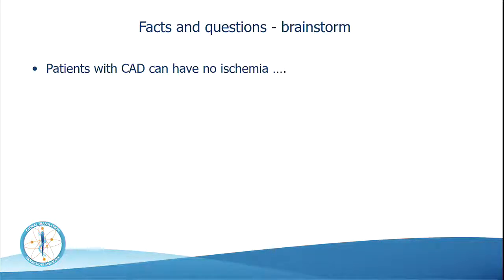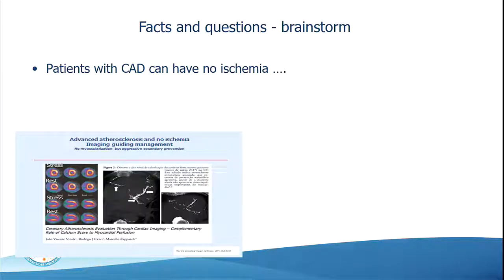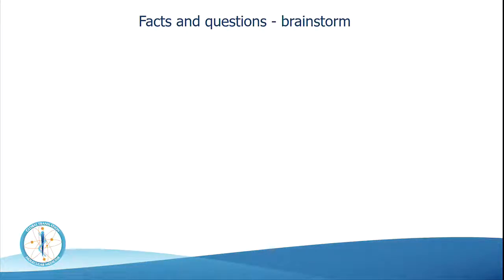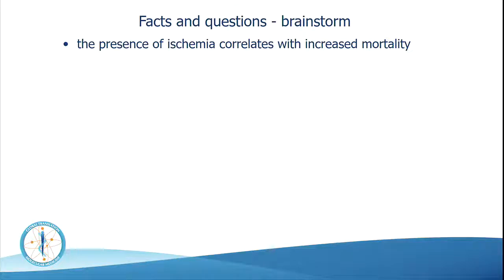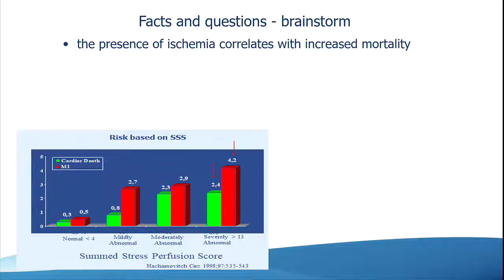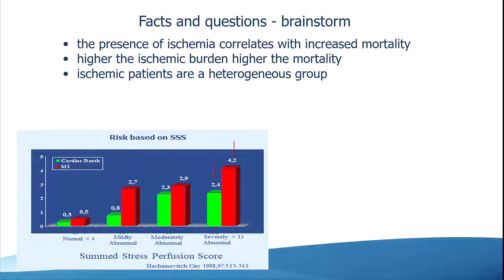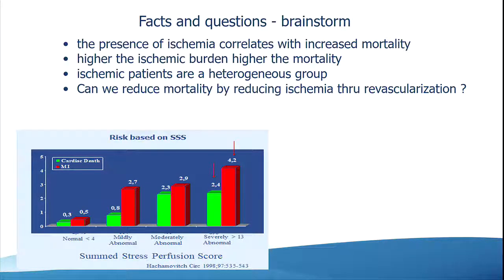Patients with coronary disease can have no ischemia, and sometimes very advanced, extensive coronary disease, or a very high ischemic burden, such as this patient on the right. The presence of ischemia correlates with increased mortality. We know this for many years from the nuclear literature. The higher the ischemic burden, the higher the mortality. Ischemic patients are a heterogeneous group of patients.